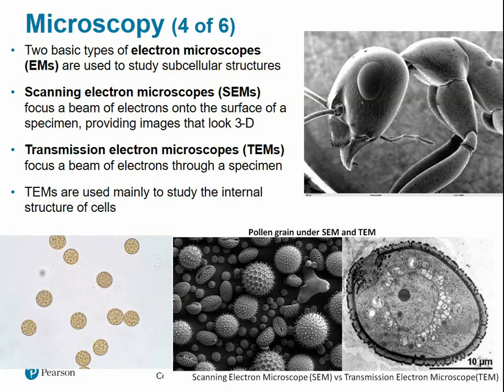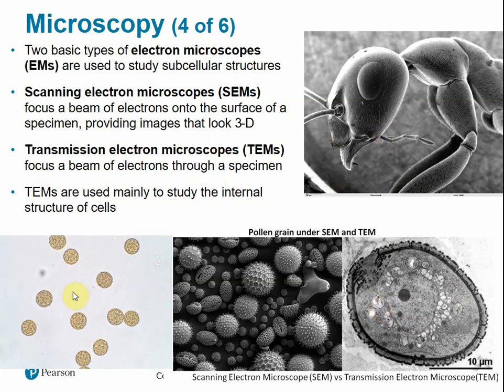Scanning electron microscopes, or SEMs, are going to focus a beam of electrons onto the surface of a specimen. So we're looking just on the surface, the outside of our specimen, but it gives us these really cool kind of 3D images. Whereas a transmission electron microscope, or TEM, is going to focus the beam through a specimen. So we're kind of looking at like a cross section. So it's going to transmit through instead of just scan the surface. So this would be if we're looking to study the internal structure of a cell.